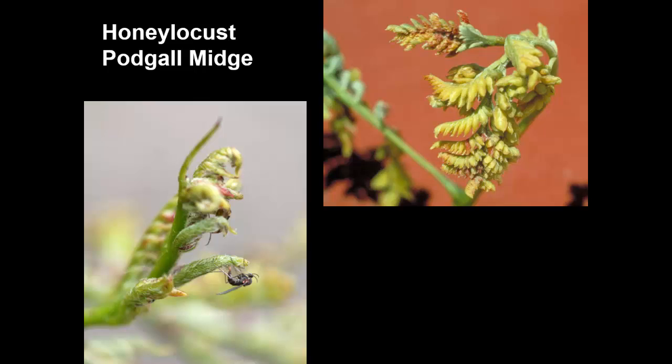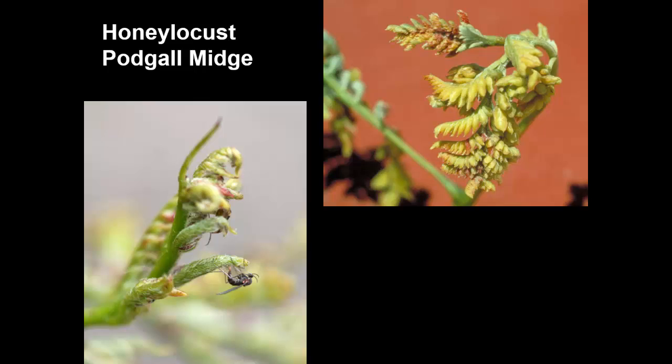So an example would be honey locust podgall midge. This is associated with the developing leaves of honey locust, and it causes the developing leaves to curl over and thicken and swell, and the young develop within it. In the picture on the lower left, you can see an adult of the honey locust podgall midge, and this is a typical gall midge adult.